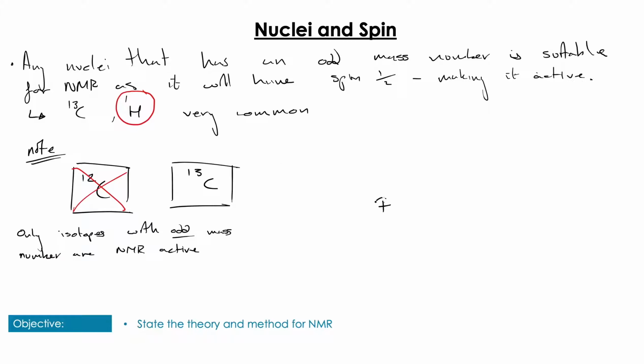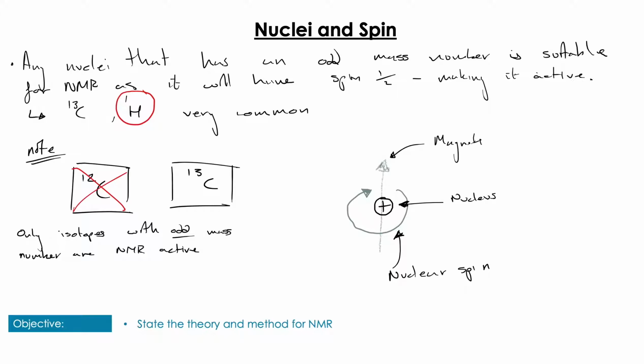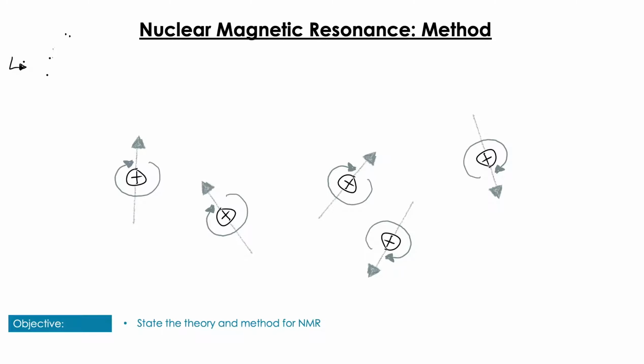The reason for this is when we have an unbalanced spin on a nuclei, that nuclei will change its orientation if we add energy when it's in the presence of an external magnetic field. Again, this interaction is slightly more complicated than I'm illustrating here, but this will do for IB purposes. So let's have a look at how all of this comes together.